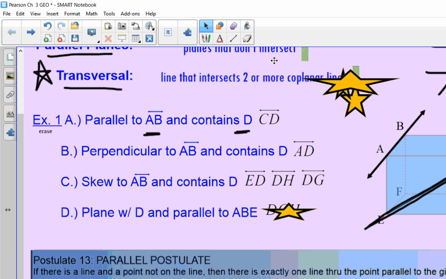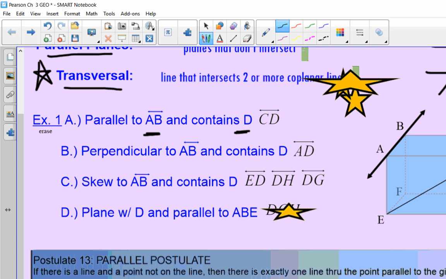All right. A plane with D and parallel to ABE. Okay, so here we go. We have to look first at ABE. I only need 3 points to label a plane, so ABE is that plane right there, which also contains F. I have to be parallel to that, and I also need to contain D in the plane that will be parallel.